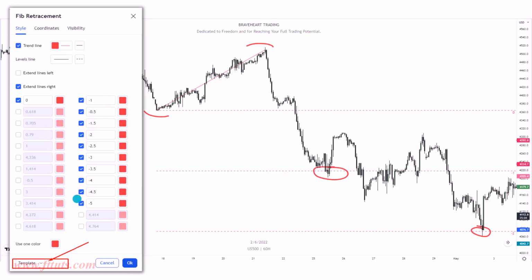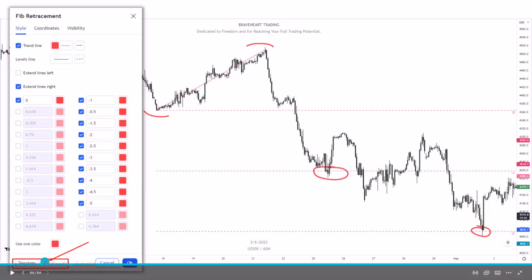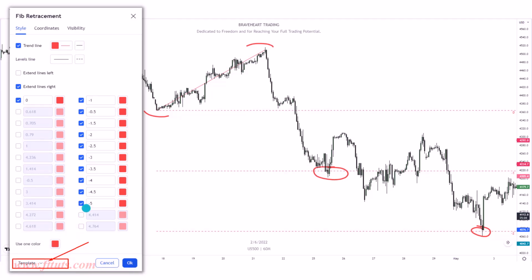Once you have all these numbers marked out, go over here and where it says template, you want to click that. You want to save it as swing projections targets. Swing projection targets.